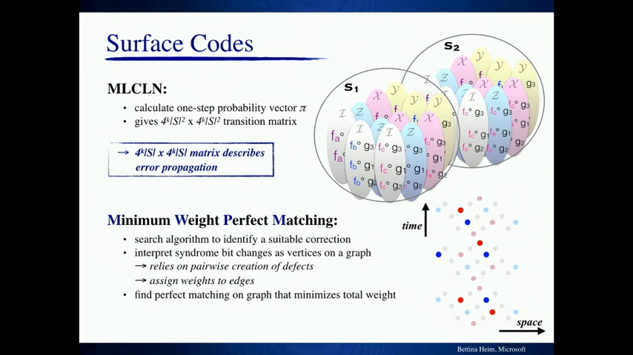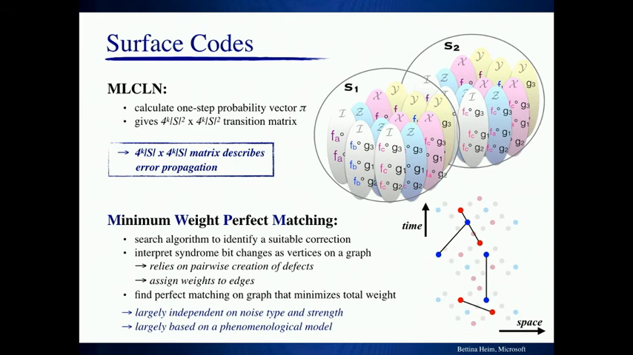And our goal, of course, is to minimize the total weight. Now, this kind of decoding is largely independent of the noise type or strength that we have, which is nice because we don't need to know anything about the noise in our system. But one might also hope that if we did know what noise we had, we could use that information to do something better in the same time.